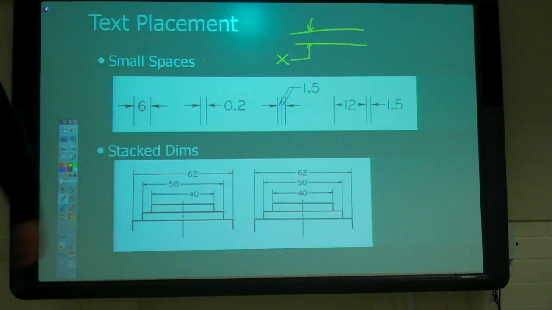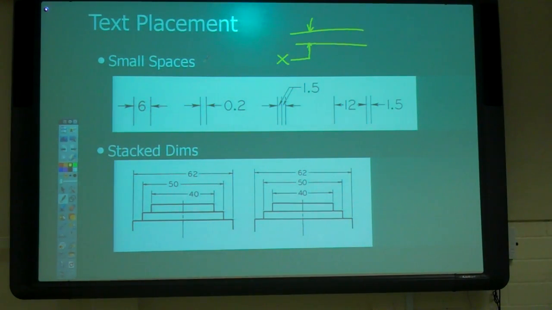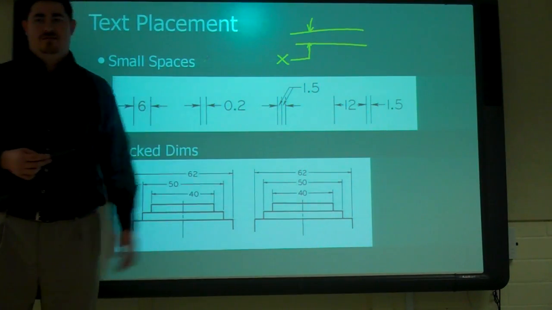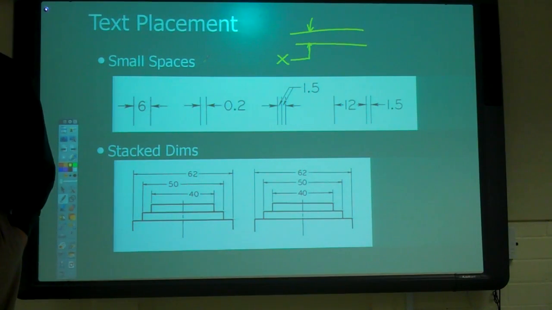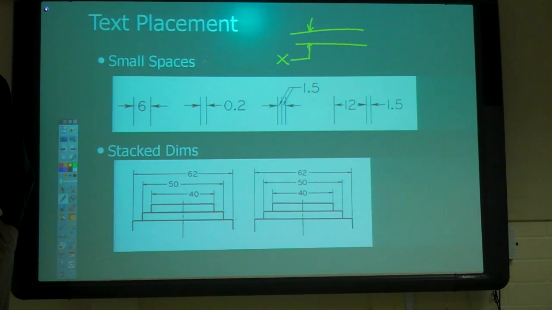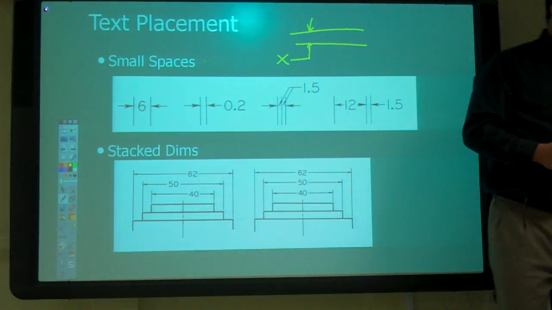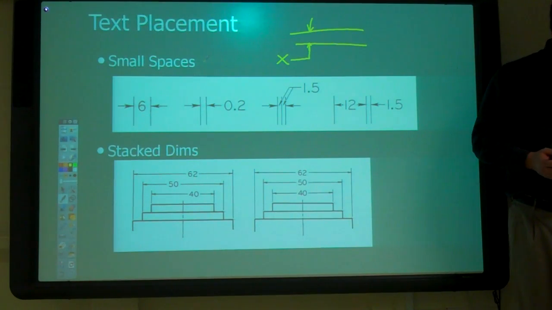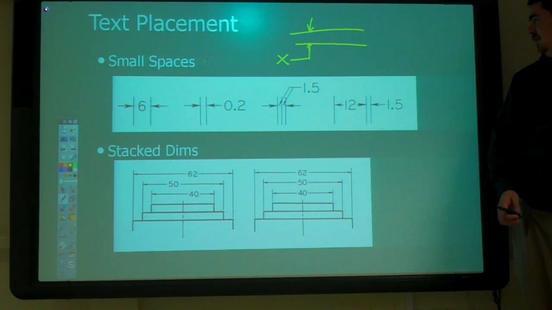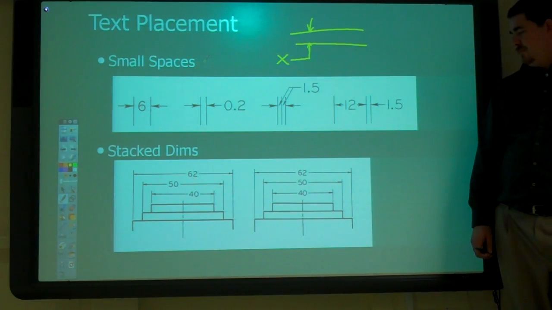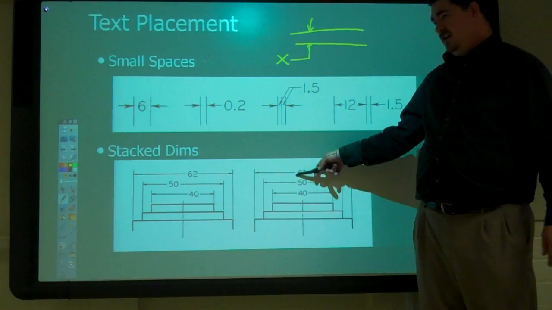What about below? Which one of those do you think is better? Someone's seeing a pattern here. Which one is better, A or B? A, B. B. A. So did I keep the pattern or break the pattern? Why would B be better? Because you have all the numbers. Yeah, they're all right there.